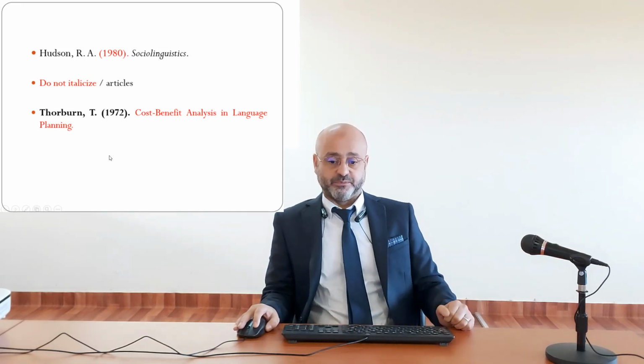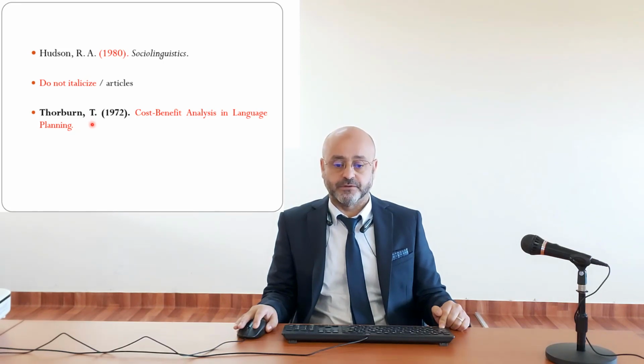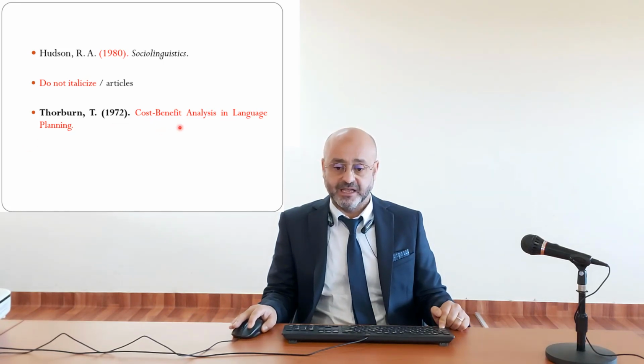Now here we have an example. You see again, we start with the family name, comma, and then the initial or the first letter of the first name followed by a full stop, and then the date of publication between parentheses followed by a full stop. And here the title, Cost Benefit Analysis in Language Planning. You can see that it is not italicized, and we understand that it is a title of an article.